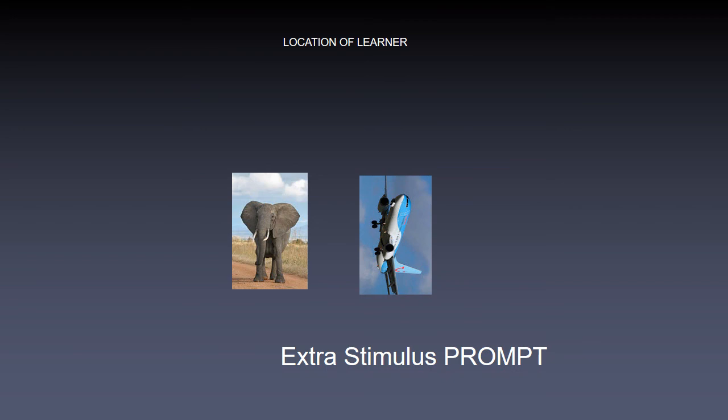I can say touch the elephant, and if they are able to touch that elephant without the presence of that arrow, I can say that I've transferred the control of the stimulus, the arrow, to my more naturally occurring, me saying touch the elephant, the SD. I can say that a stimulus was transferred.